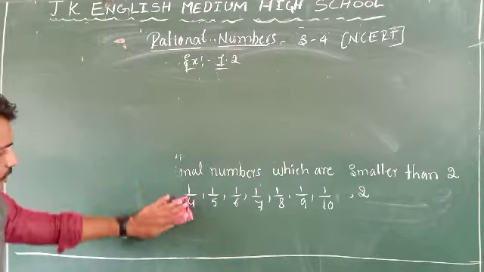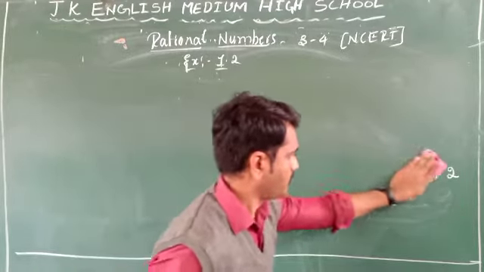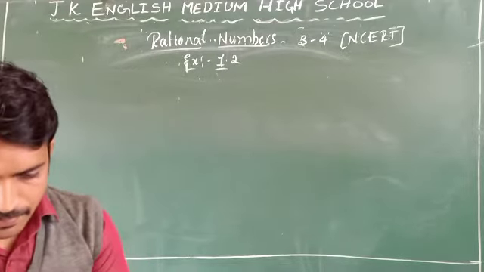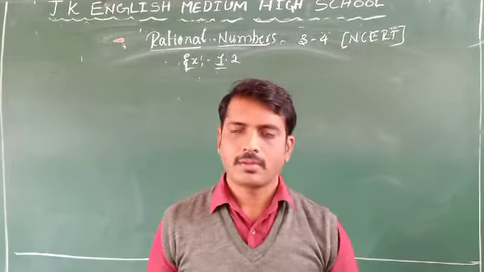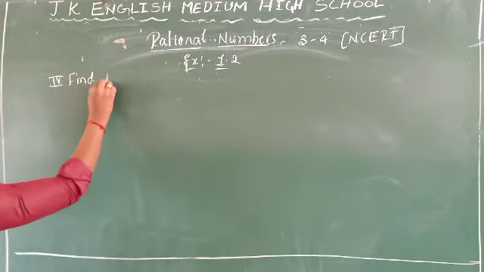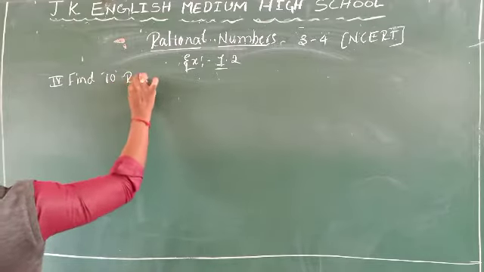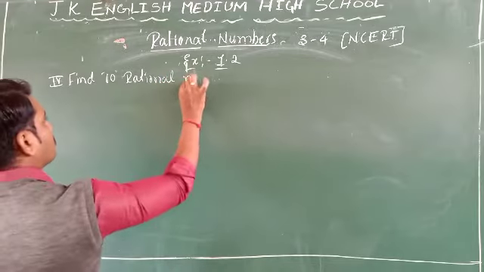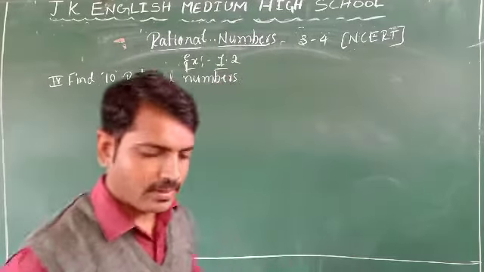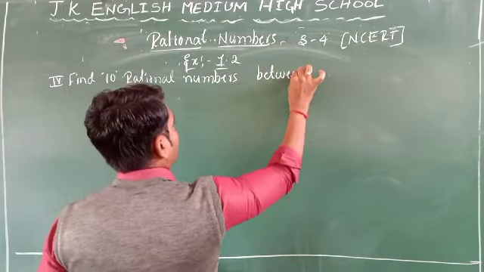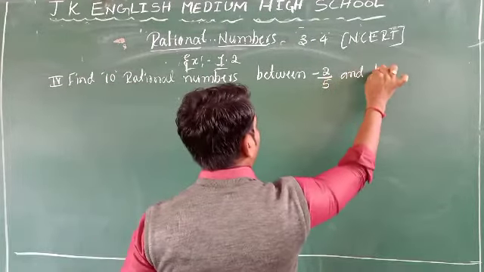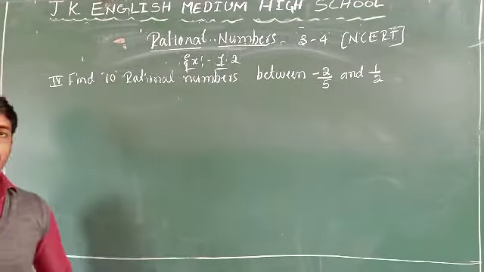The fourth main is: find 10 rational numbers between minus 2 by 5 and 1 upon 2. So before going to write, you just check out the denominators.